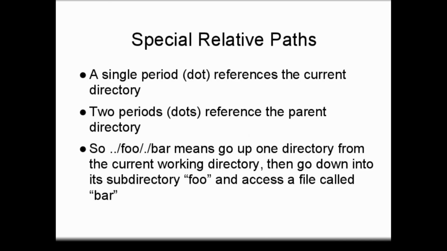There are also some special relative path name components that can be used. A single period, a single dot, references the current working directory. Two periods, or two dots, references the parent directory. Thus, the path ../foo/./bar means go up one directory from the current working directory, then go down into its subdirectory foo and access a file called bar. Notice that the single dot alone as part of a directory path generally has no effect, because it refers to the current directory.